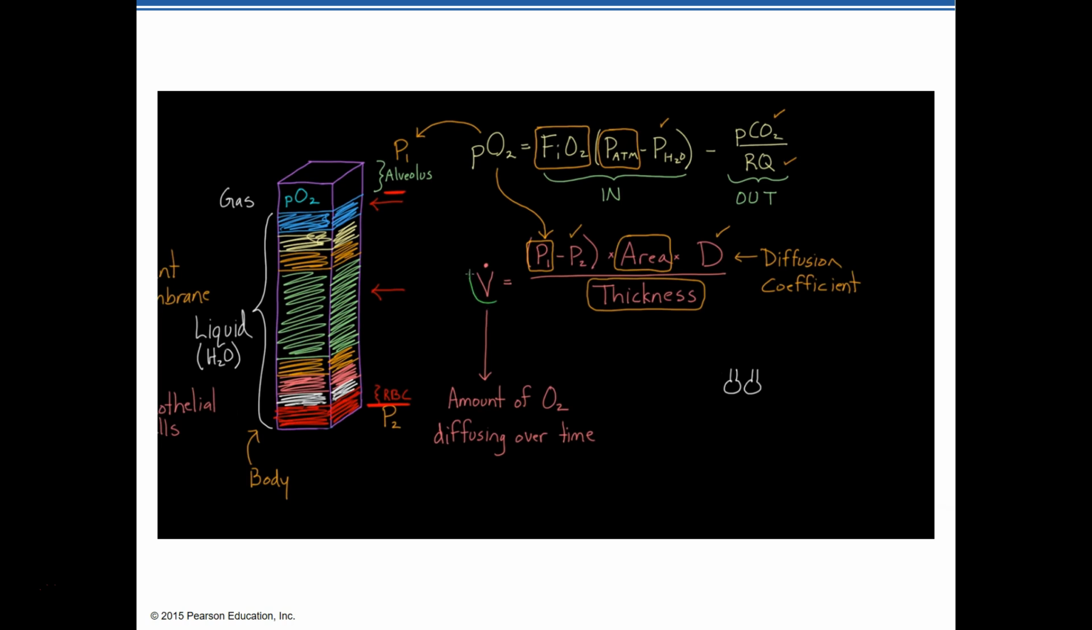So again, if you ever come across an abnormal amount of oxygen diffusing over time from the alveolus down into the blood, you've got to go through this checklist and think about these formulas and how they help us systematically go through each of these variables and think, what could be the reason that the amount of oxygen diffusing over time is more or less than what we expect?